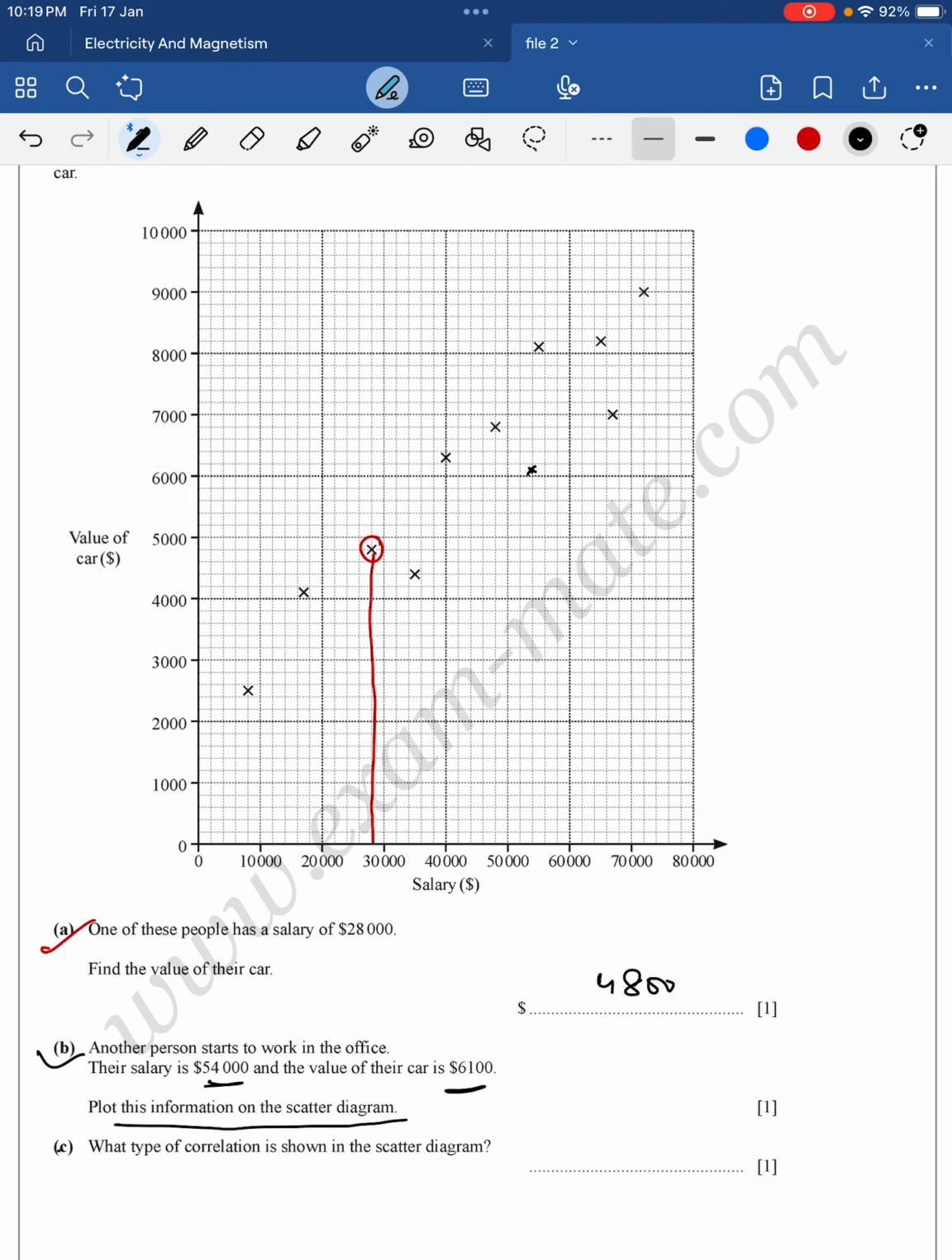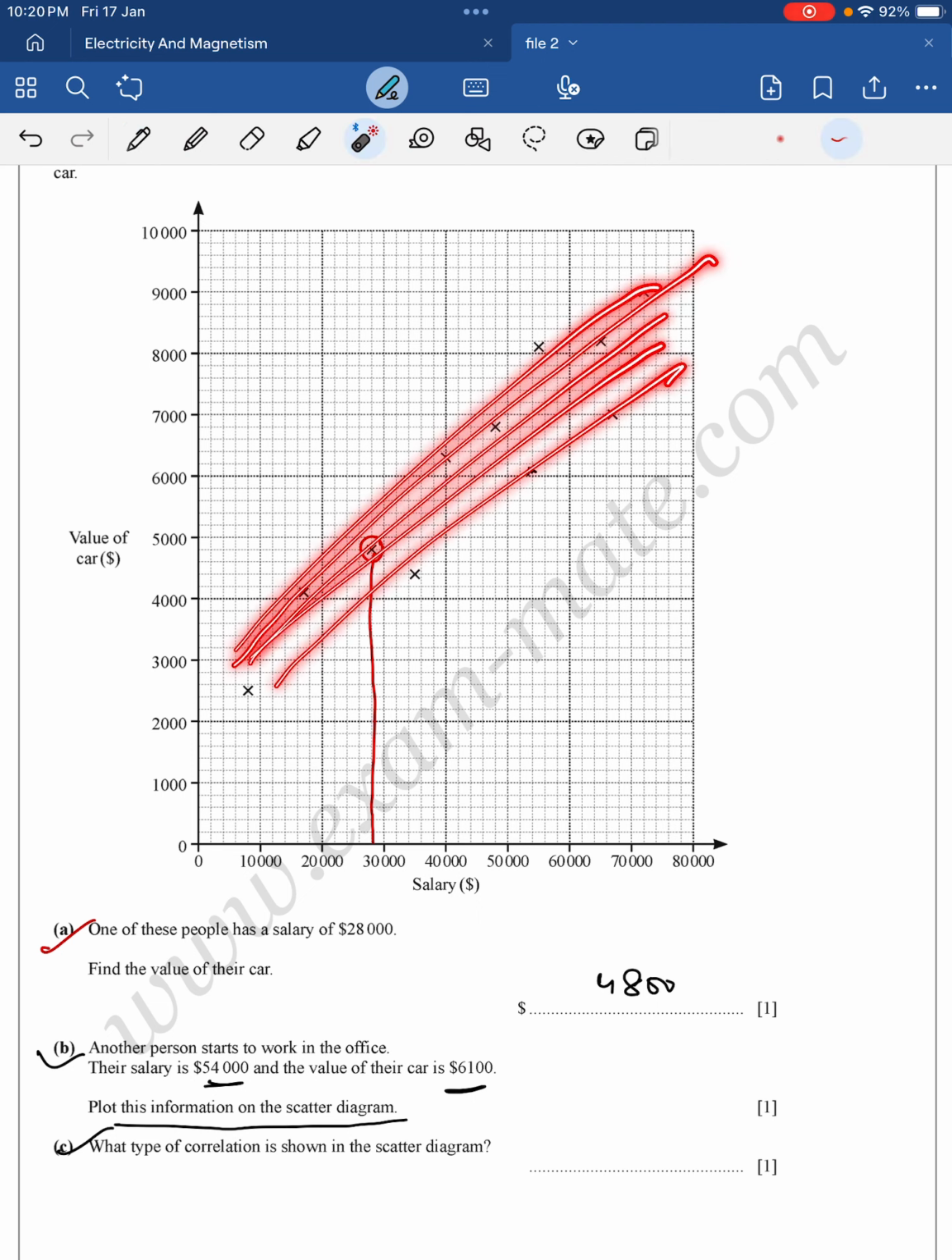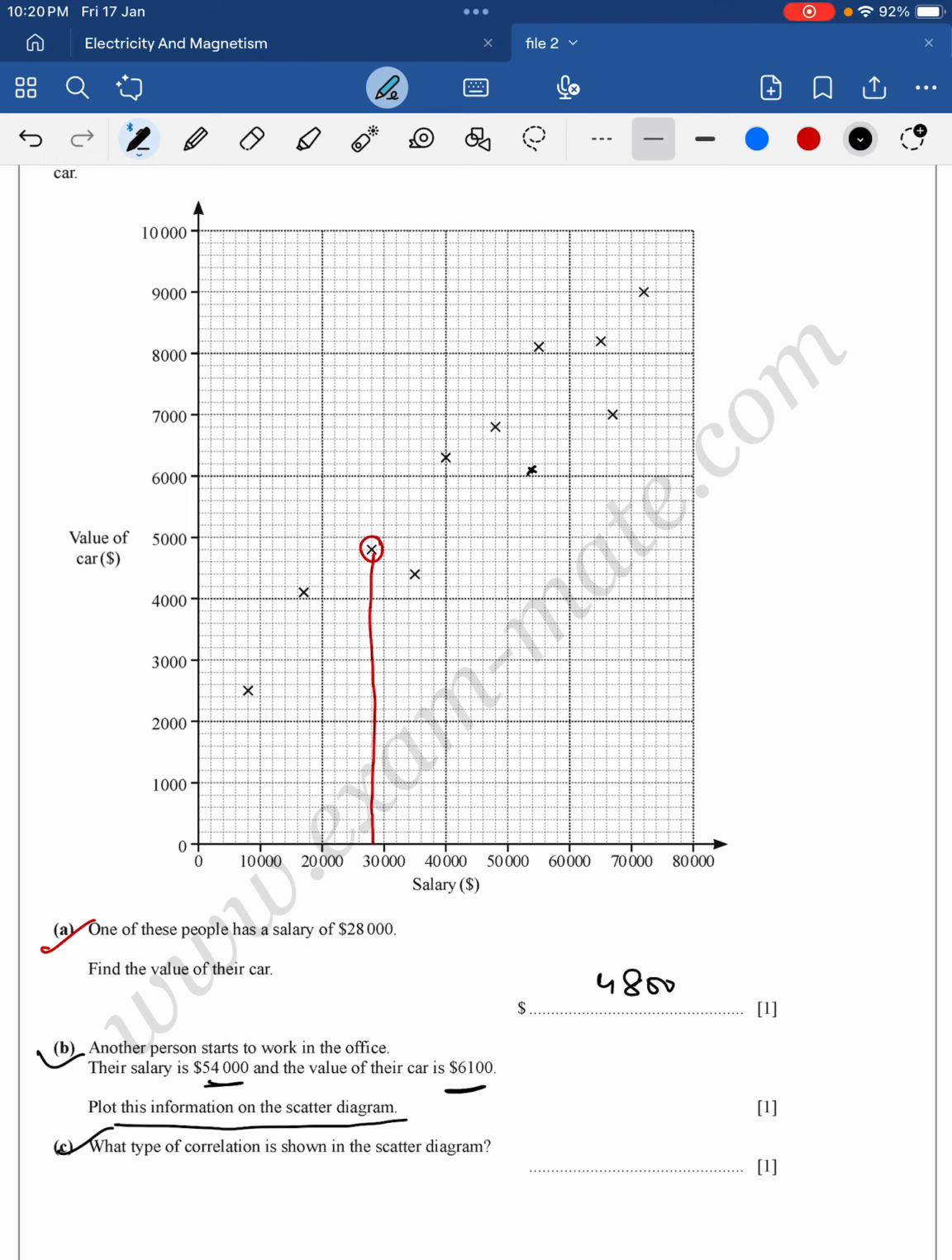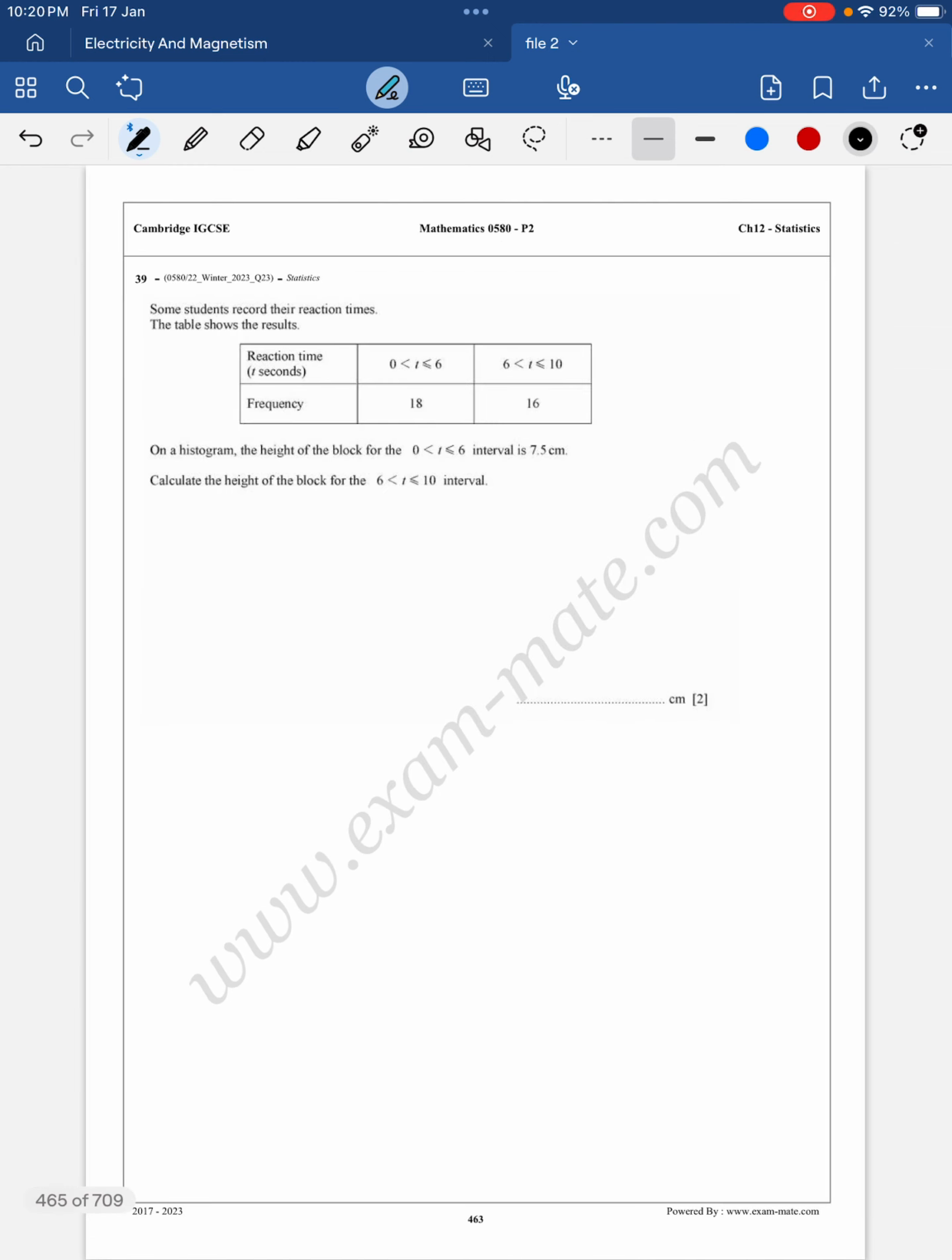Okay. What type of correlation is shown in the scatter diagram? As we all can see, the data is like this. So it means that this data is positive. So positive correlation. Is it clear? Okay.